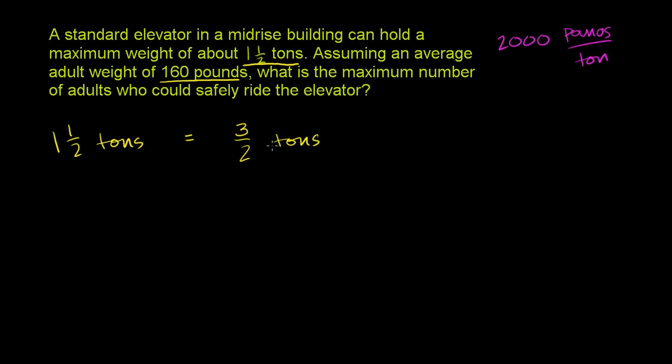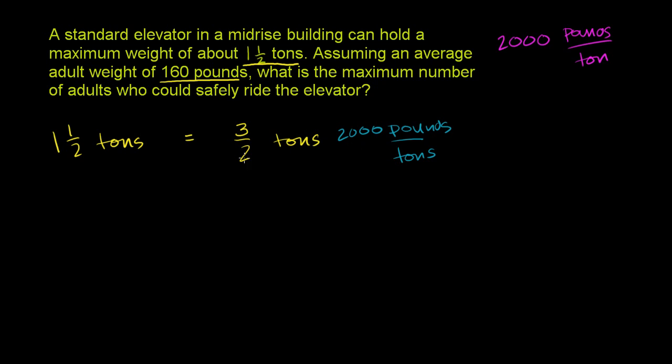Now, how do we convert these 3/2 tons into pounds? Well, we're going to multiply it by something. And the units that we're going to multiply by, we want the tons to cancel out. So we're going to want to have tons in the denominator, so it cancels out with the tons up here. And then we want pounds in the numerator. And that's exactly what we wrote up here. There are 2,000 pounds for every 1 ton, or you could just say 2,000 pounds per ton. You could put the 1 there, but it doesn't really change the expression.